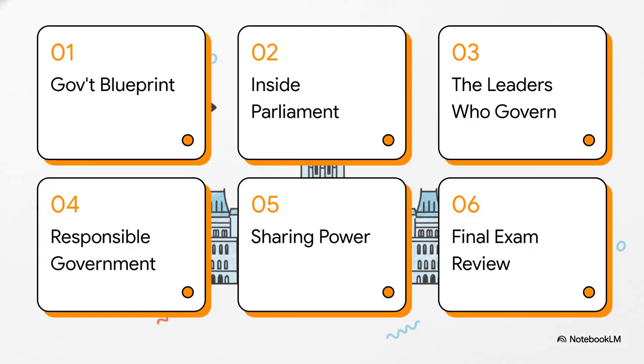So here's how we're going to break it all down. We'll start with the government's basic blueprint. Then we'll build the main structure, which is Parliament. After that, we'll get to know the leaders who actually run the show, and we'll look at the democratic engine that makes it all work. Then we'll see how power is shared and kept in check, and finally, we'll do a quick review of the most important stuff for your test.